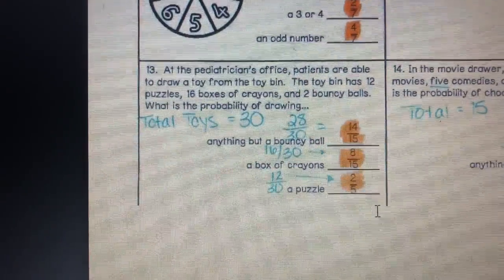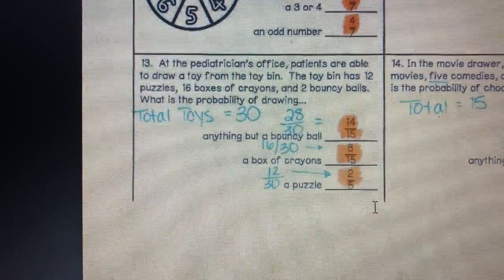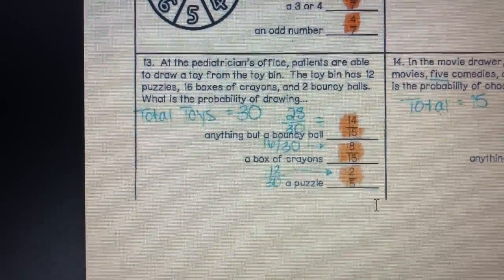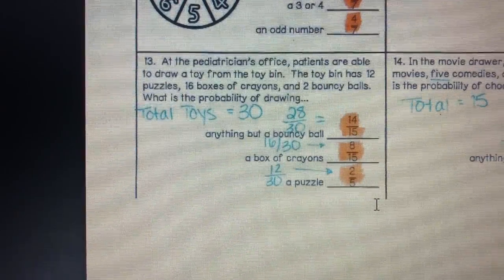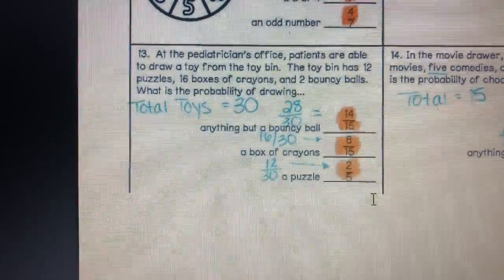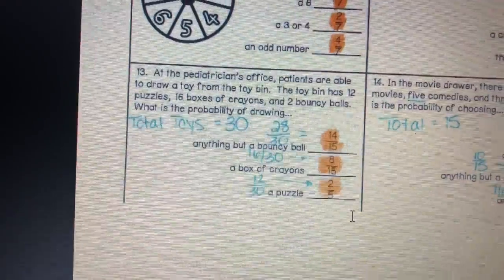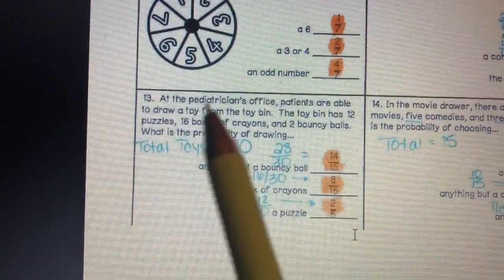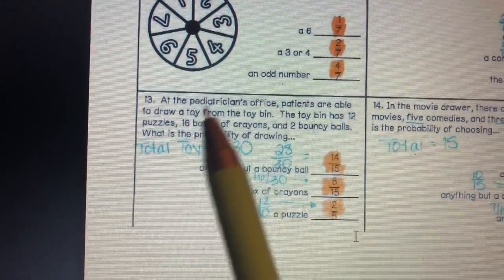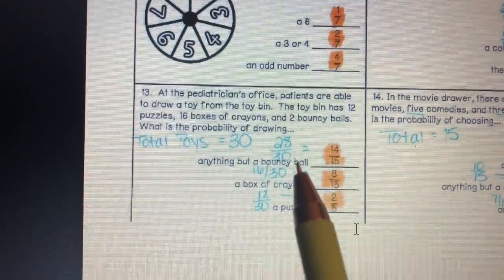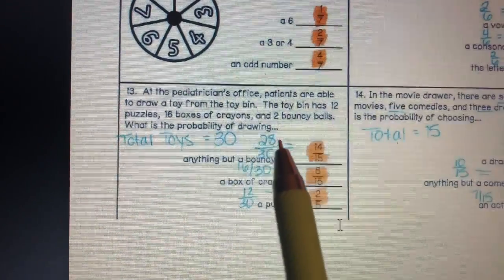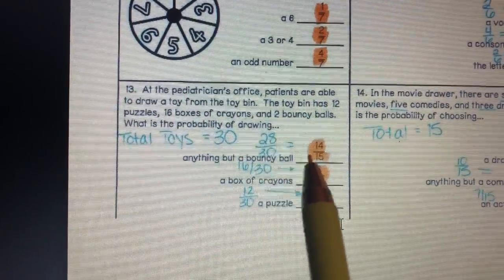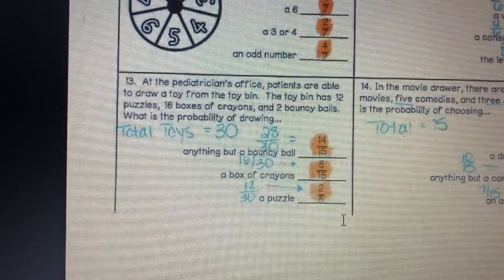And the last couple we're going to go over together. Number 13, at a pediatrician's office, patients are able to draw a toy from the bin. The toy bin has 12 puzzles, 16 boxes of crayons, and 2 bouncy balls. What's the probability of drawing anything but a bouncy ball? Well, you need to know how many total toys there are. So if you add 16 plus 12 plus 2, that's 30 toys altogether. Anything but a bouncy ball. Well, there are only 2 bouncy balls, so 30 minus 2 is 28. So 28 is my favorable over 30, which reduces to 14 over 15.